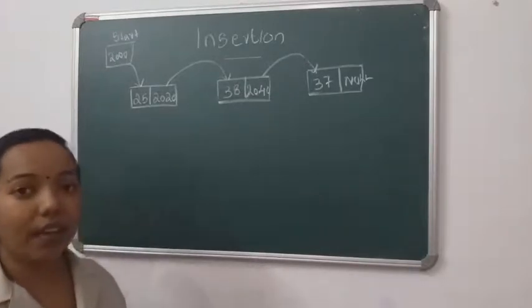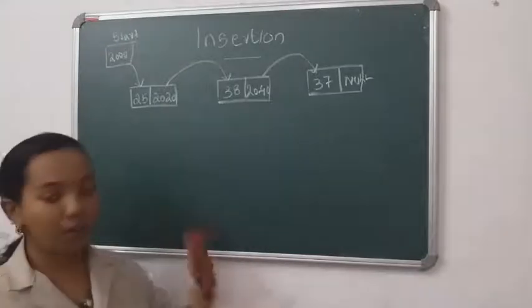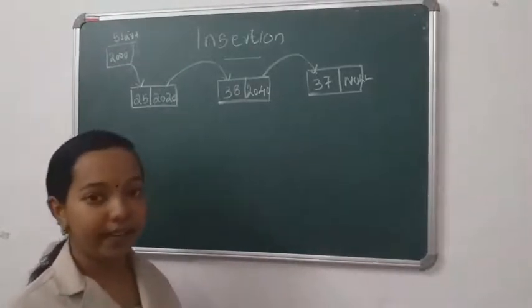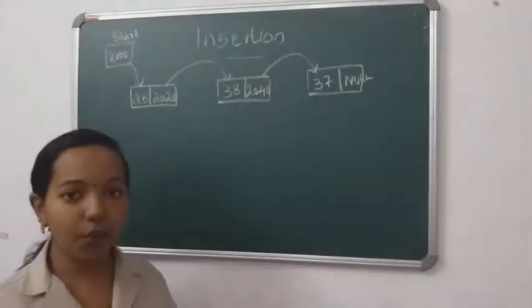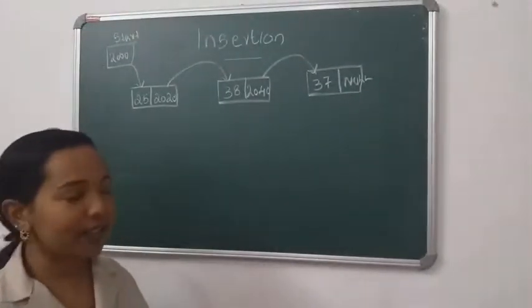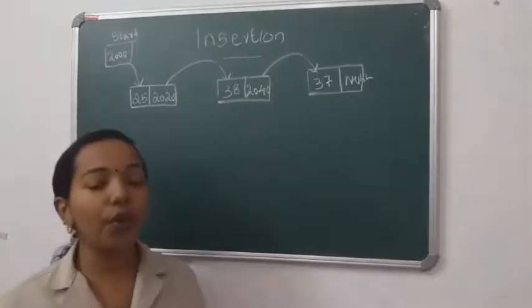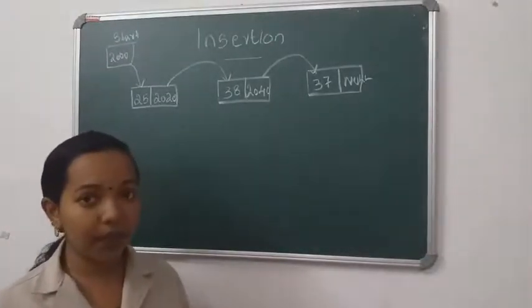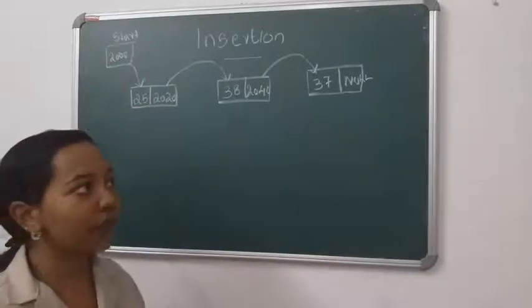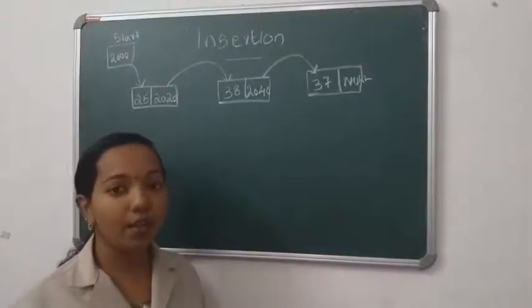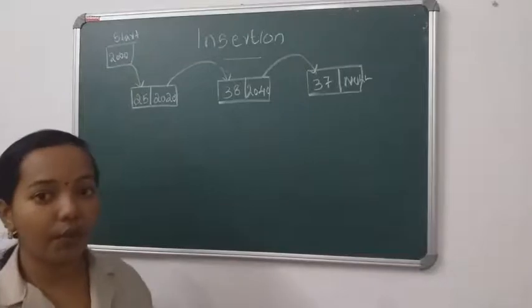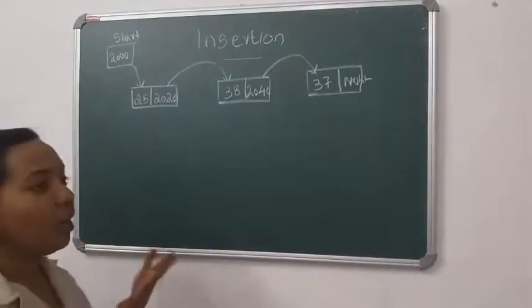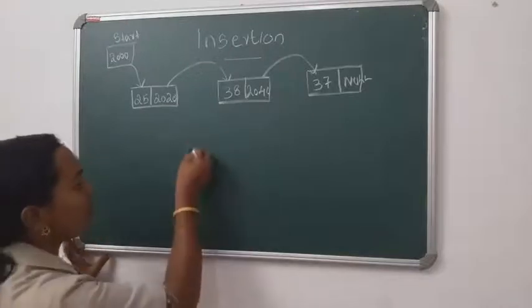That is our topic: how we are inserting a node into a linked list. I am going to insert a new node into the linked list. For inserting a new node, the first step is that you want to create that node first. For the creation of a node, we already studied how we are creating a node. So I am going to create a node.